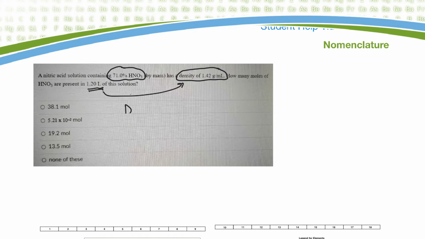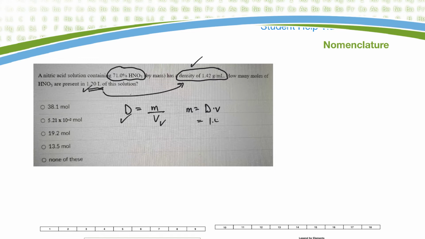So the density of any liquid is equal to the mass divided by the volume. Here I have a density and I also have a volume. So using those two, I can determine what the mass of nitric acid is in that volume. Okay, so mass then will be equal to density times volume.